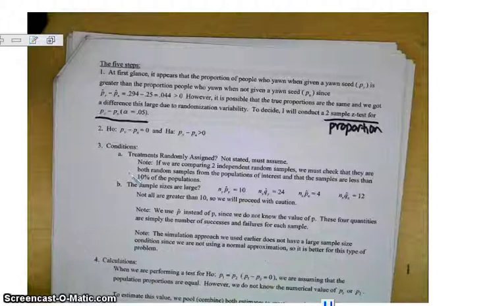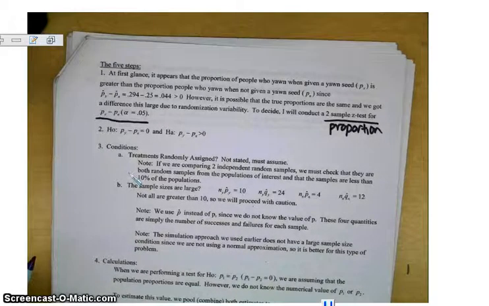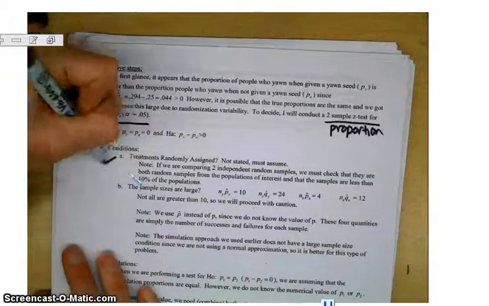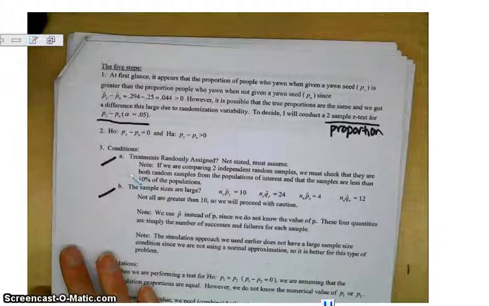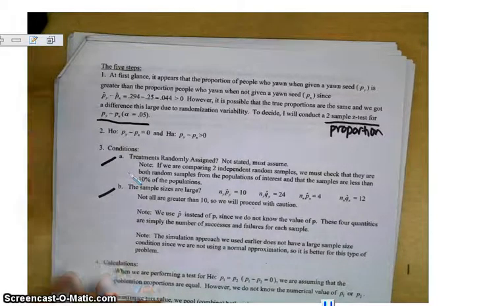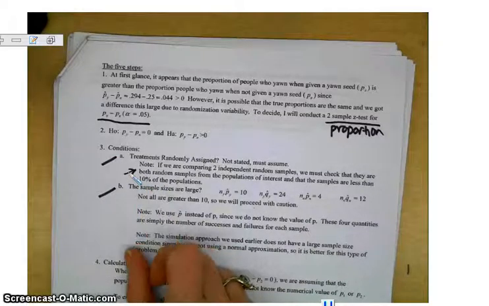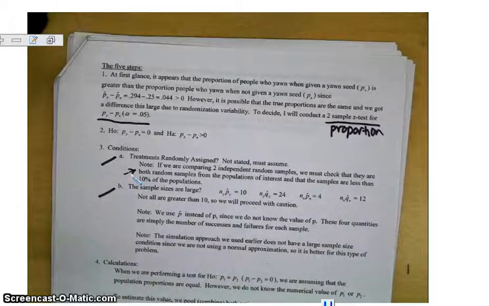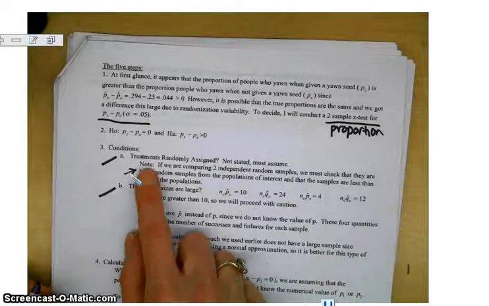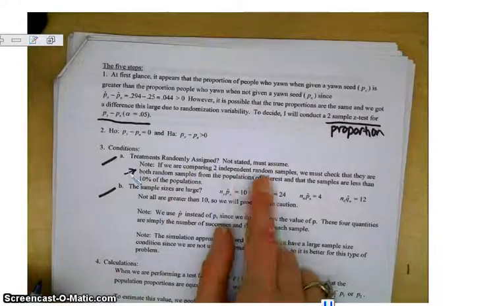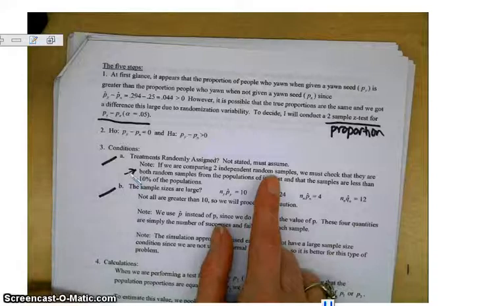So for an experiment, there's really only 2 conditions. Were they randomly assigned, and was the sample size large enough? If it's not an experiment, then you have to check to see if it's independent, so less than 10%. And if you accidentally check that, you'll be fine. All right, so were the treatments randomly assigned? It's not stated, but we're going to assume that they are.